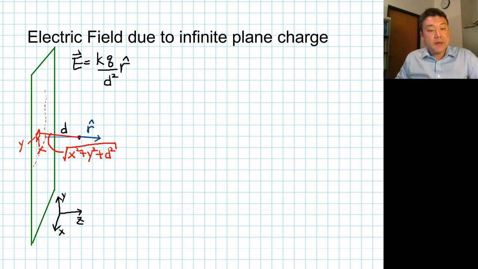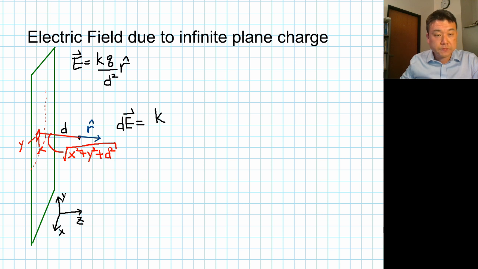All right. So once again, we start by saying this small part of the overall charge contributes a small amount of electric field, dE. And this small amount of electric field, the magnitude is given by Coulomb's law, K times the amount of charge. Oh, I forgot to specify the charge density of this plane charge.